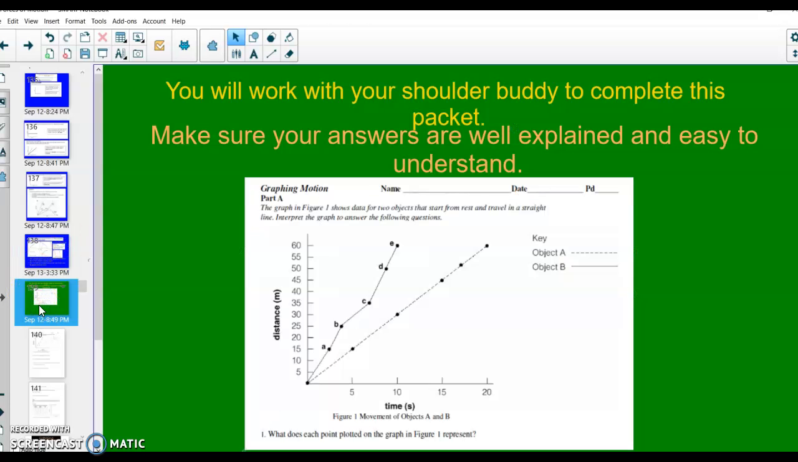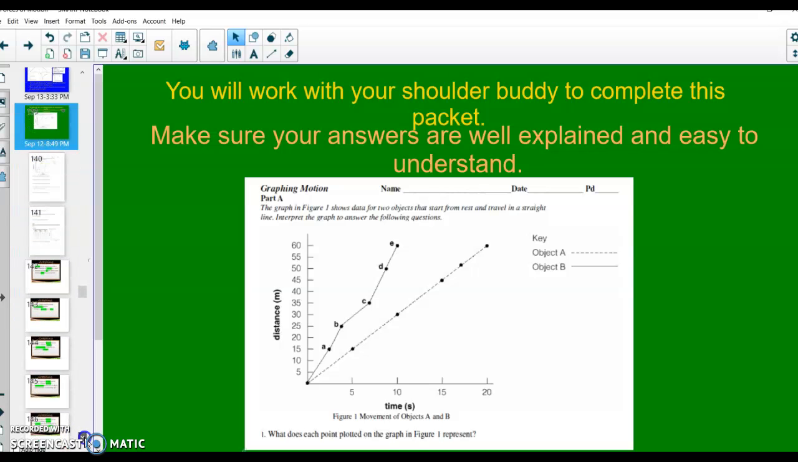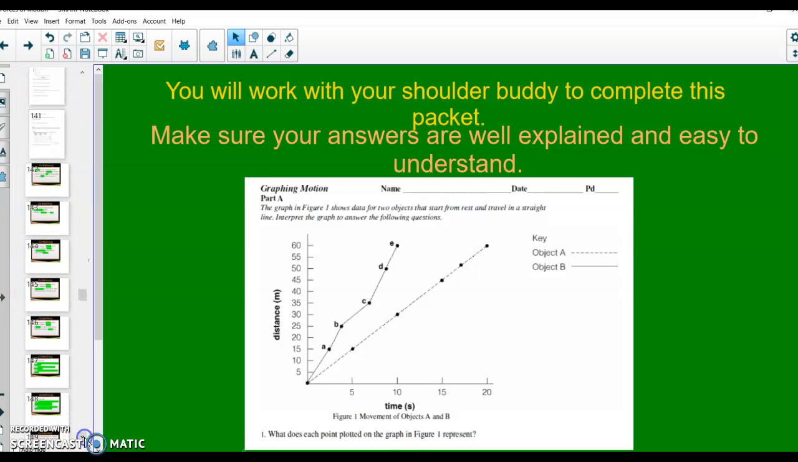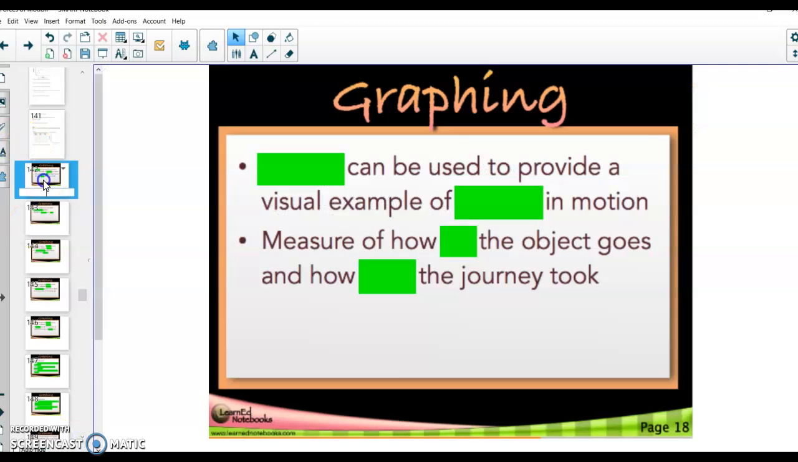Alrighty, let's see what else. I have that you're going to be working with your shoulder buddy, but seeing that you're not at school, that kind of makes it tough. So if you want to work on this with someone on Google Hangouts, that's perfectly fine with me. I do not mind whatsoever, but you're going to solve all of these problems pertaining to these graphs for the lesson tomorrow, for lesson 9. I say tomorrow, but we both know it's really not.